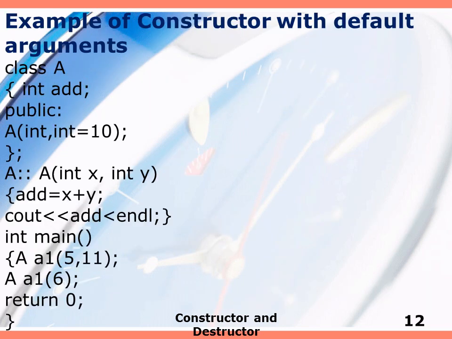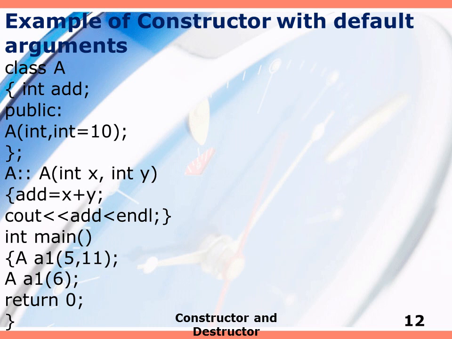Now let us take an example. We have a class A over here. We have a variable add. In the public section, I have the constructor of the class. It has two arguments. Both of them are integers. The second argument is a default argument. That means that if the user does not supply the second argument, it shall be considered as 10 and the rest of the operation is carried out.